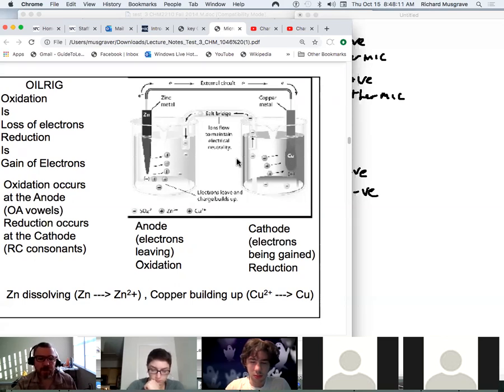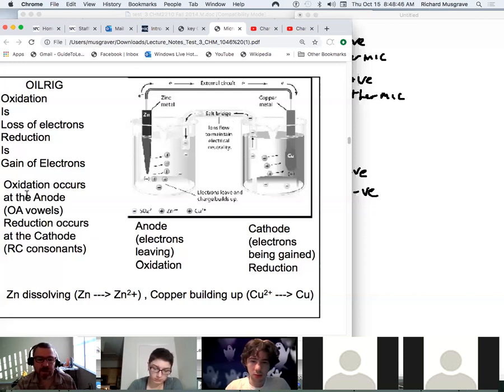We have two terms that we use for the sides of the reaction. We have electrodes, which are the zinc metal and the copper metal. In a battery, that's the poles. You know, it's the top and bottom of your AA or AAA battery. They're the electrodes. That's what actually makes the contact with the device so that you can put the electrons through it. So those are the electrodes, and we have an anode and we have a cathode.